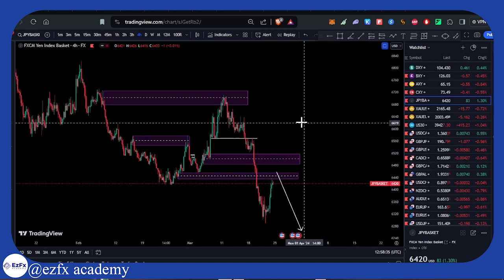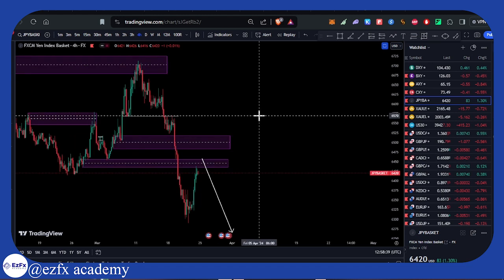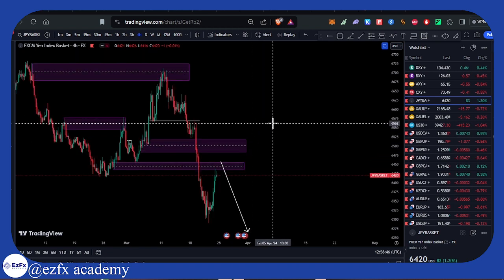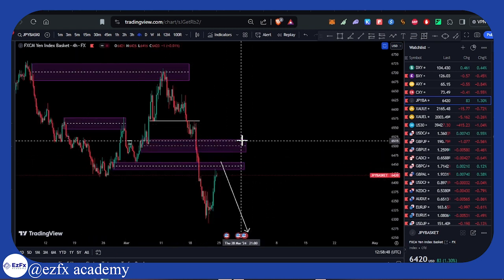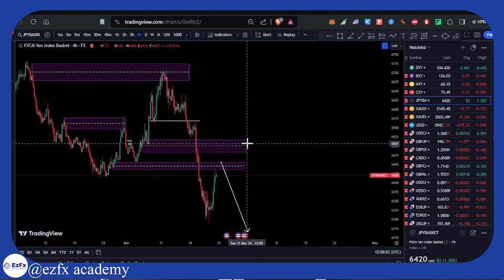Next up, let's look at the JPY basket. For the JPY basket, I will be expecting us to be bearish, not too strong. If you notice, we've gotten to break below these two previous zones. I think we can delete this for the meantime. This is on the 4-hour time frame.